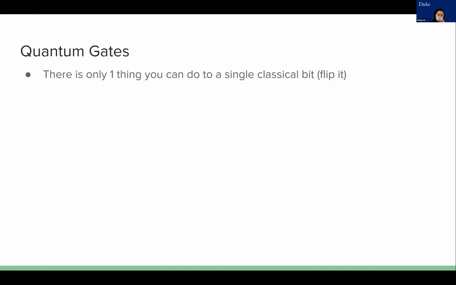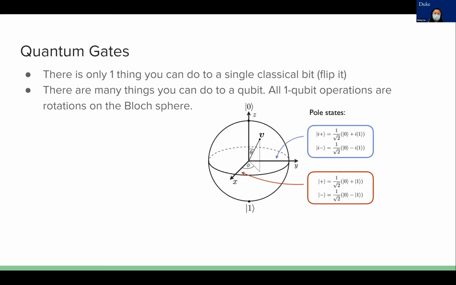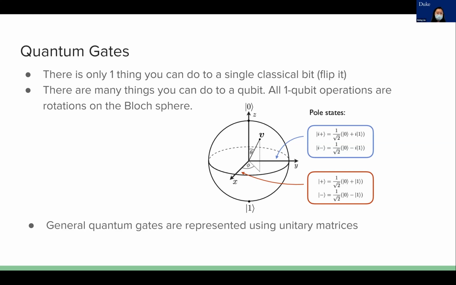Classically, for a single bit, 0 or 1, there's only one thing you can do, which is to flip it. You flip a 0 to a 1, you flip a 1 to a 0. But there are many things you can do with a qubit. This is because, remember, every point on the surface of the Bloch sphere corresponds to a qubit. So all one-qubit operations are just rotations on a Bloch sphere. On this Bloch sphere, the north pole is the |0⟩ state, and the south pole is the |1⟩ state, and you just rotate around the surface.